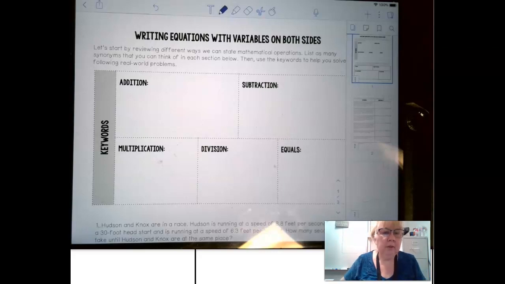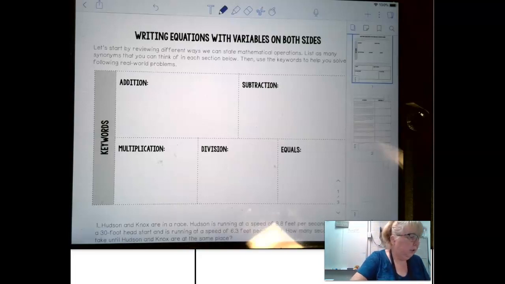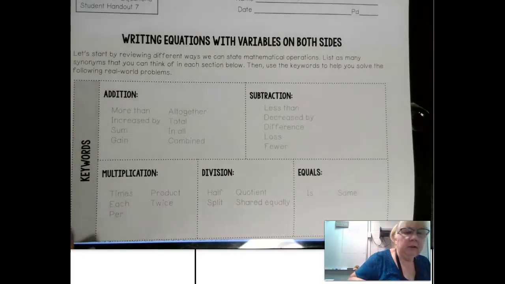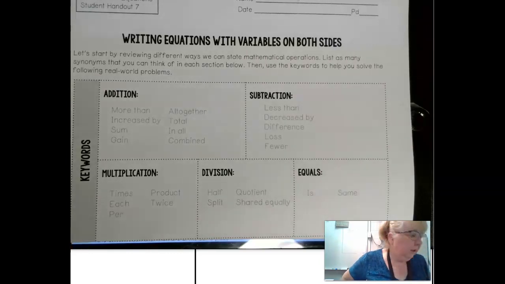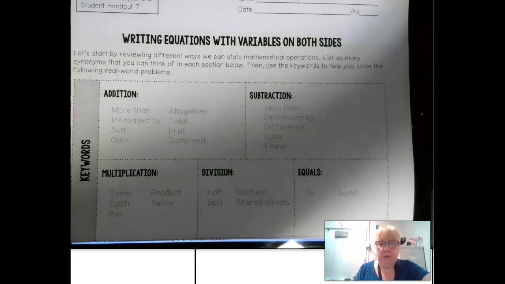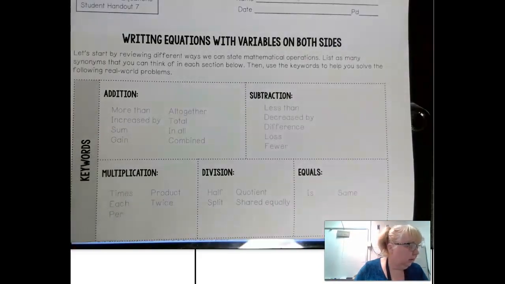So today we're talking about writing equations with variables on both sides. To begin with, we had the keywords for the various operations, and you should have come up with things like more than for addition, increased by, sum, gain, altogether, total, in all, combined.